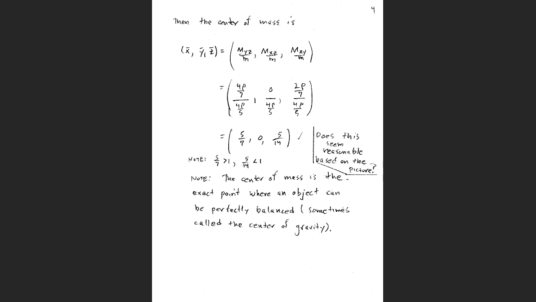So the center of mass then is defined. The x bar is the moment about the YZ plane over the mass. Y bar is the moment about the XZ plane over the mass. And the Z bar is the moment about the XY plane over the mass. Okay, so again, it's analogous to what you've seen with the definition of a center of mass or centroid for a plate or a lamina.